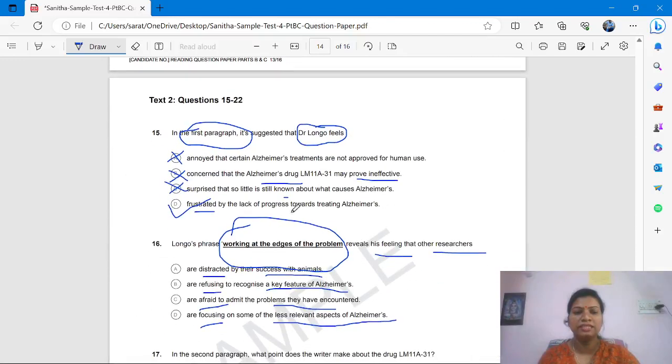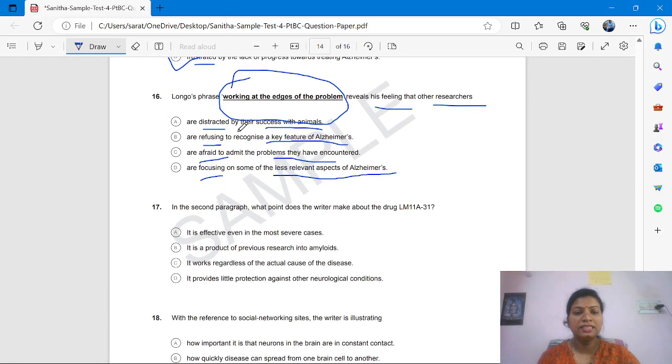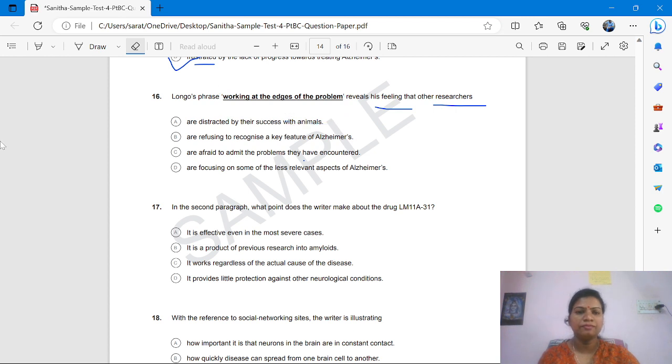What are the options they are saying? Are distracted by their success with animals. Is anything saying they are distracted by their success with animals? No, we can eliminate this option. Are refusing to recognize key features of Alzheimer's. Researchers are refusing to recognize key features of Alzheimer's. It is not saying that, so the second option is out.